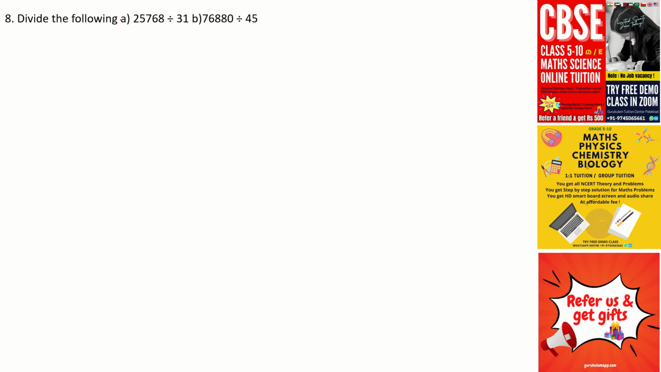Moving to the next one, that is a pure division. The first one, question A, is 25,768 divided by how much? 31. Okay, so you have to try yourself. 25768 divided by 31. The final answer is somehow 831. Okay, this is the final answer, please note it.